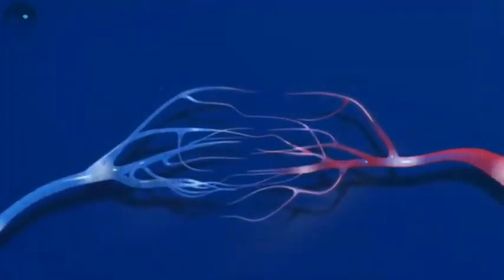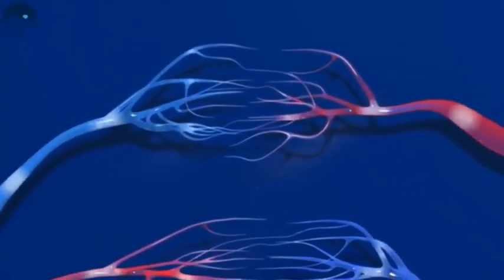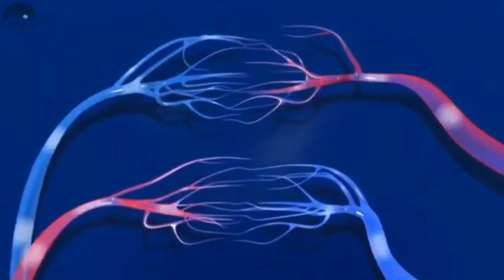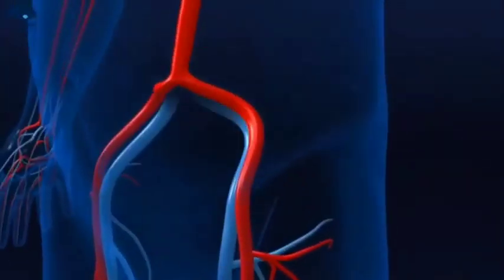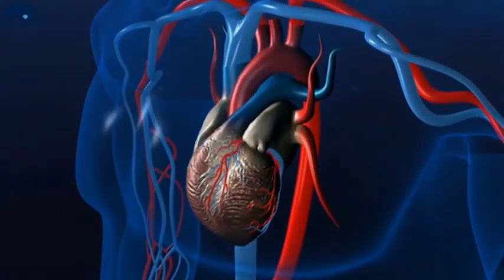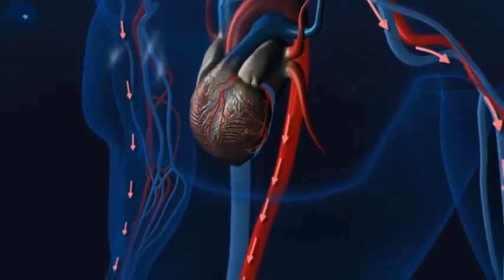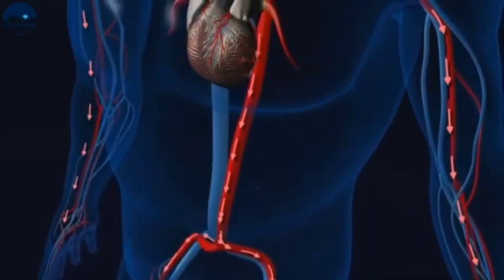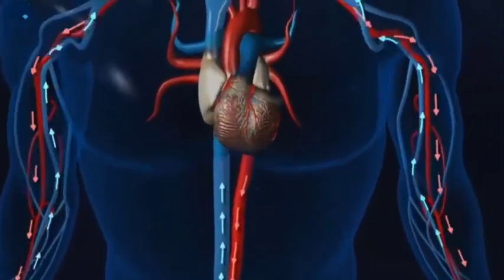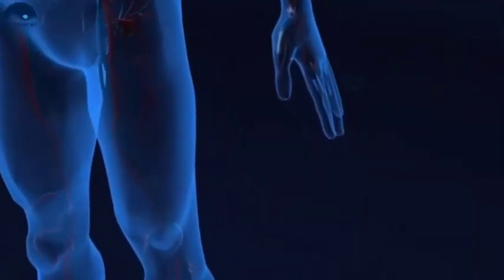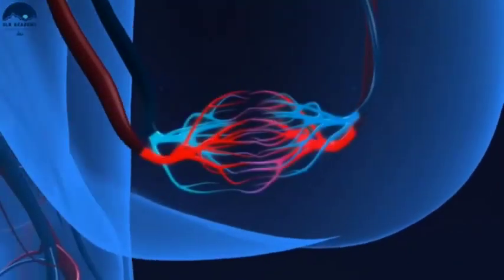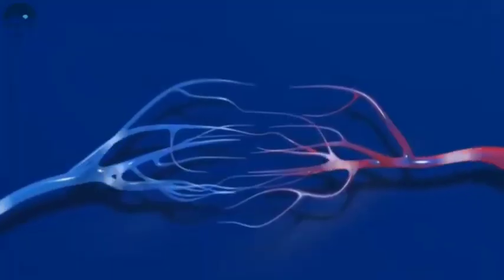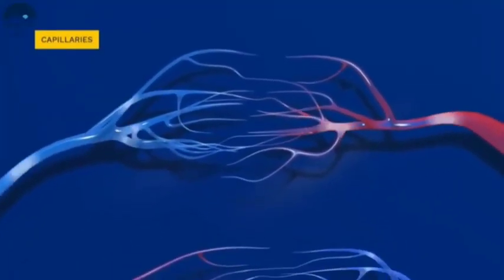Blood vessels that take blood towards the heart are veins. Veins get bigger as they go towards the heart. The smallest veins are called venules. Capillaries go between arteries and veins. Capillaries are quite thin, hence the name. It came from a Latin word capillus meaning hair.